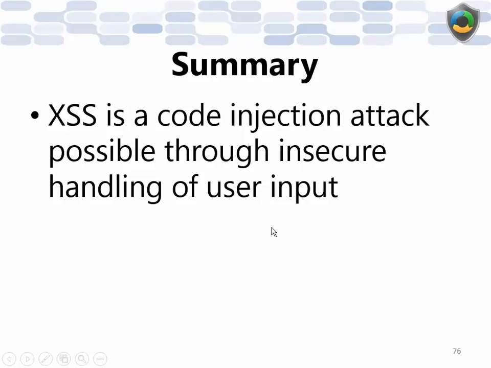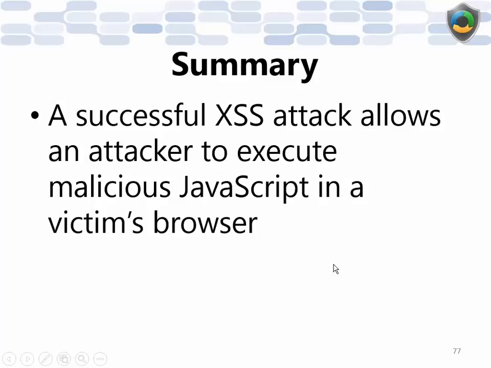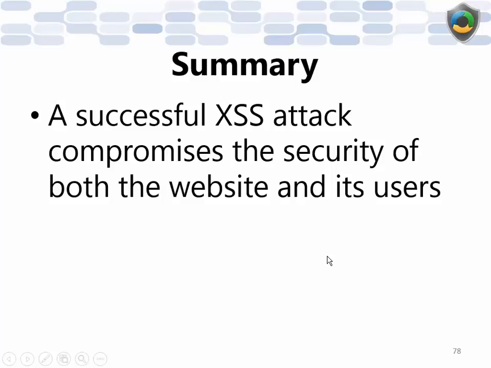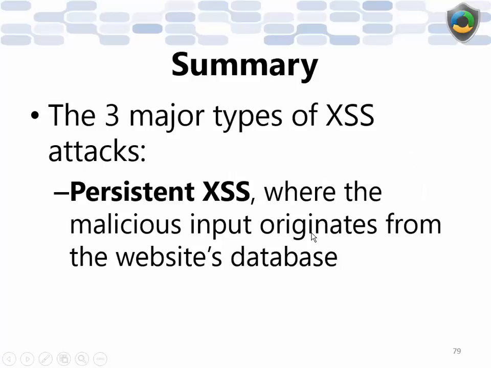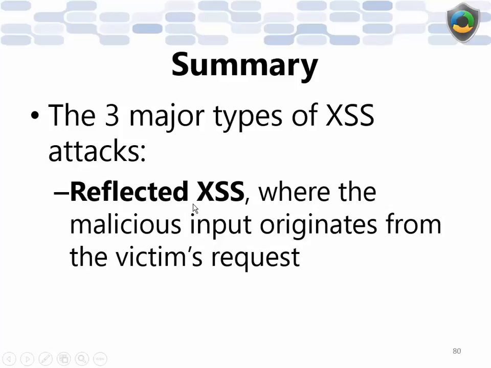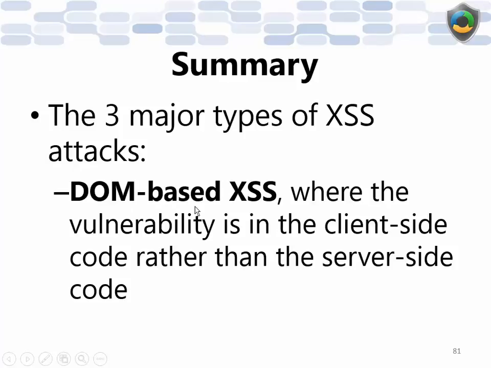So we've come to the end then. We talked about cross-site scripting and how it's a code injection attack, how it allows the attacker to execute malicious JavaScript in a victim's browser, how it compromises the security of the website and the people using it. We discussed the three major types of cross-site scripting attacks: persistent cross-site scripting, where the malicious input originates from the website's database; reflected cross-site scripting, where the input originates from the victim's request; and DOM-based cross-site scripting, where there's a vulnerability in the client-side code that gets exploited.